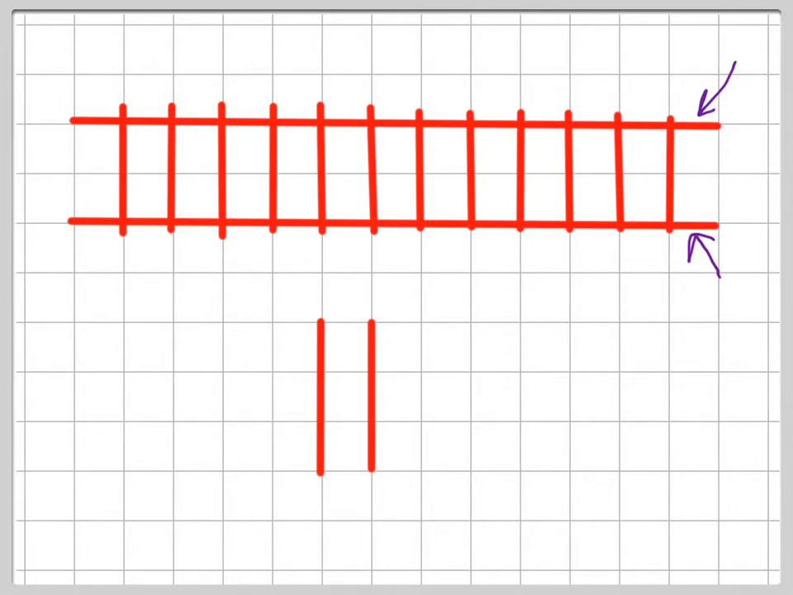Also, when you think of the word parallel, you can actually write it, and you will notice that in the middle of the word, there's actually a pair of parallel lines representing the two L's.